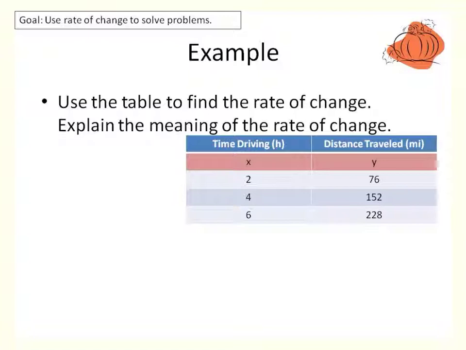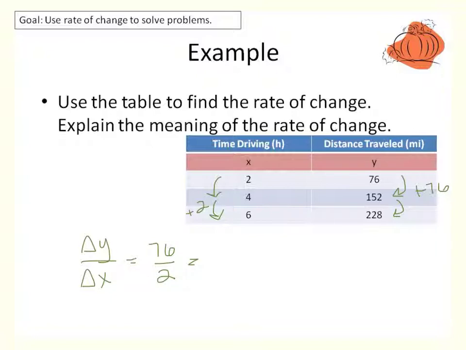Use this table and find the rate of change. The first thing I would do is find the change in h first, since it's on the left. We're going up every time by 2. And what about the rate of change on the y? That one might require a calculator. 152 minus 76 is 76. So it's going up by 76 every time. And so my rate of change is delta y over delta x, which is 76 over 2. 76 over 2 is 38.